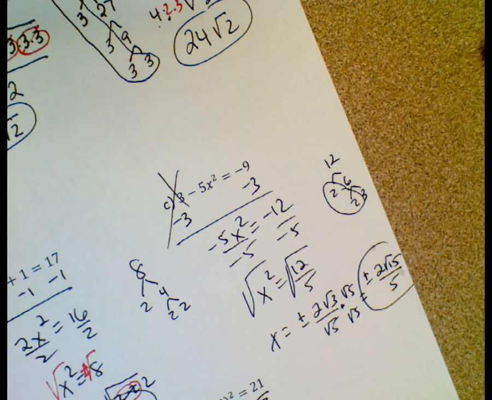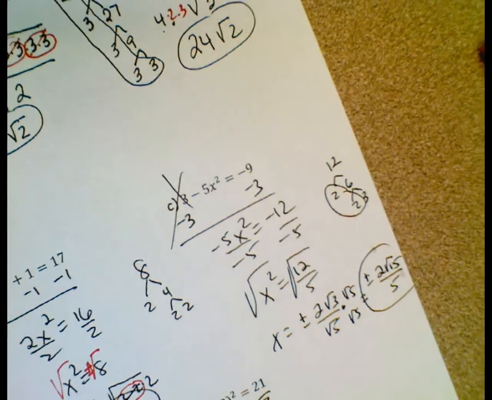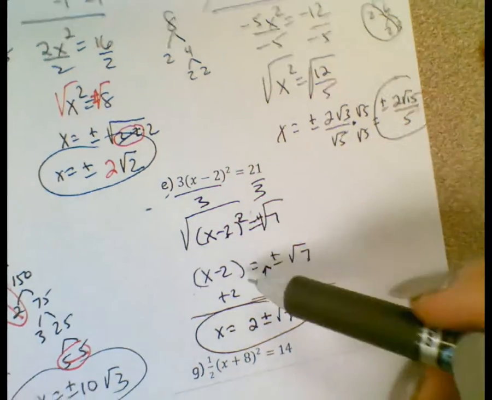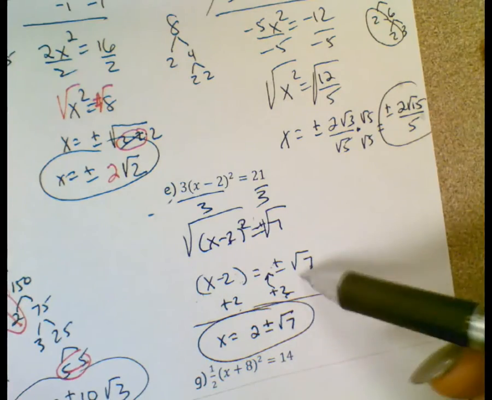And x is, now you're not allowed to add 7 and 2 because 7's in a radical, but we're going to put this 2 in front of the plus minus. And that's your answer. You're not allowed to add these. Sorry, you can't see that. So again, we added 2 to the other side. Put it in front of the plus minus. You are not allowed to add these, so just write it like that.